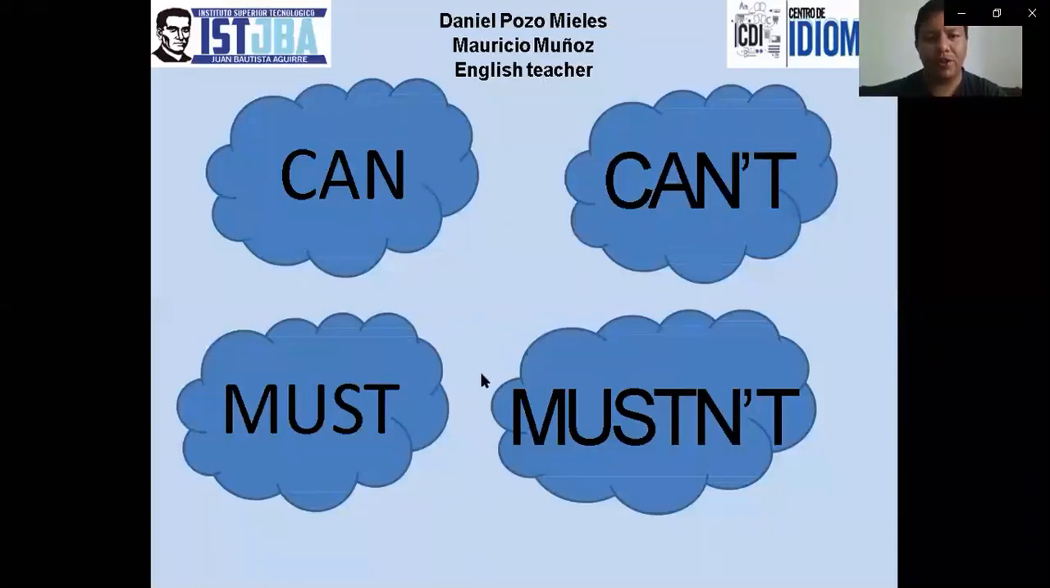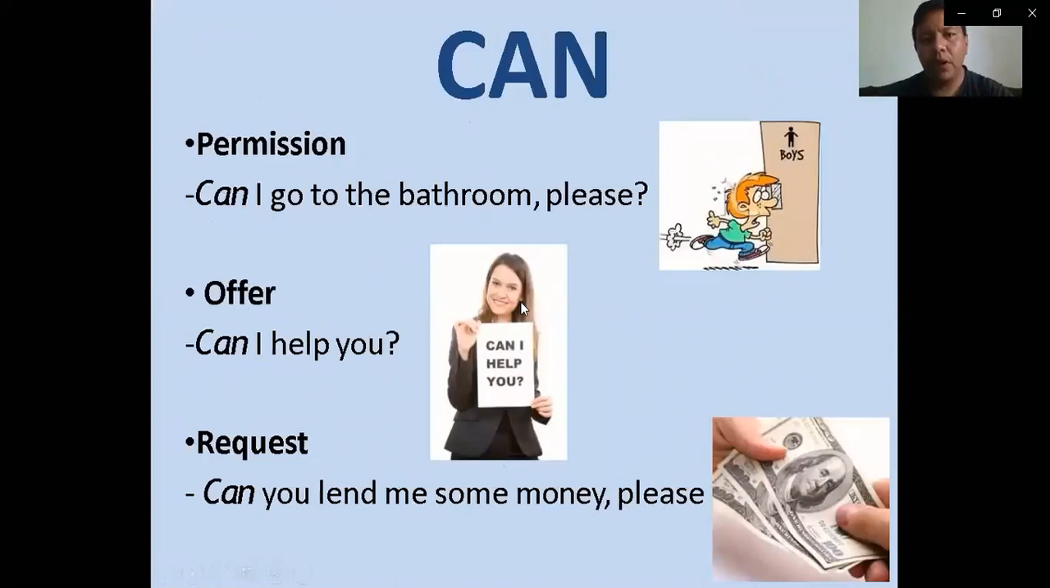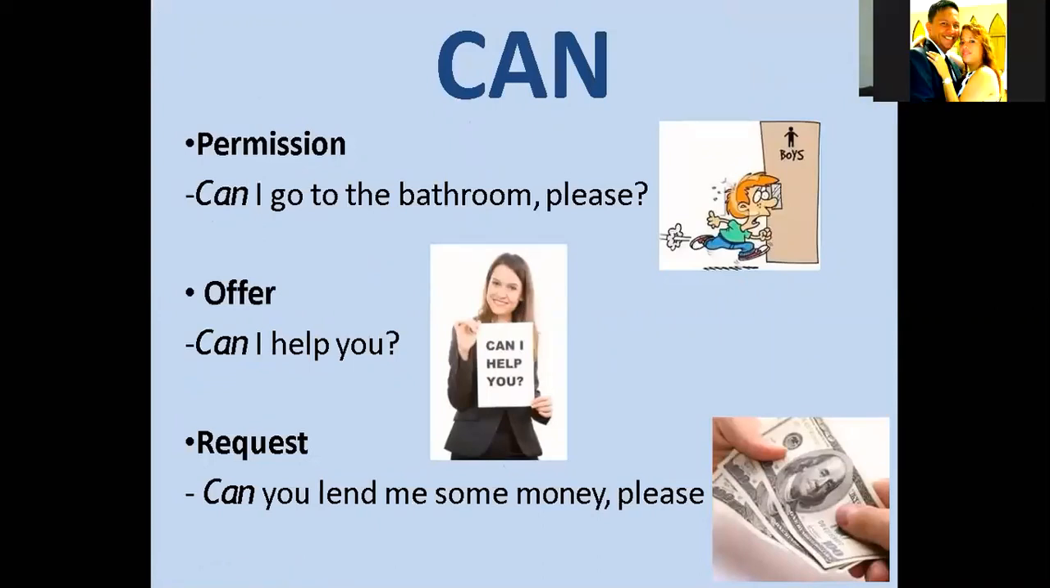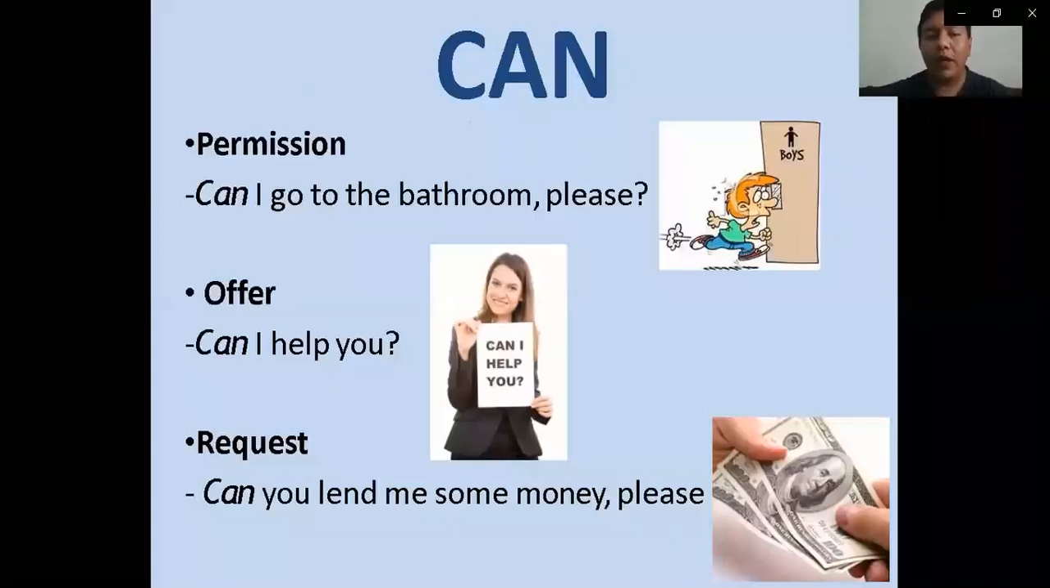Okay, students, we start. As you can see here, we have can, can't, and we use must and mustn't. Now we are going to check which use we give to each of them. Let's start with our presentation. We have can in order to ask for permission, to make an offer, and to make a request, okay?